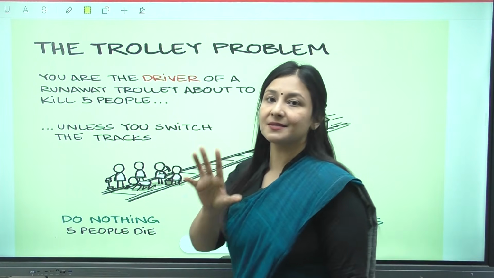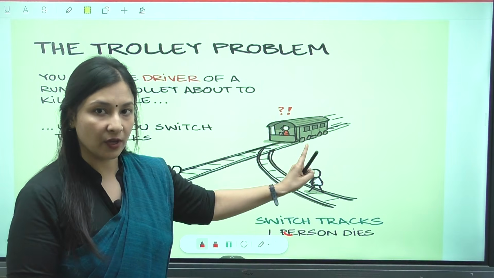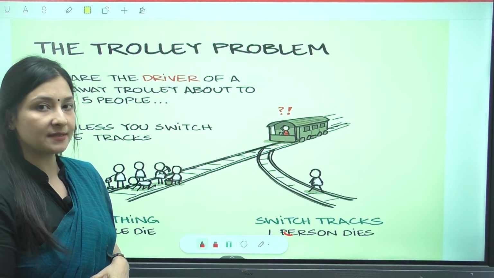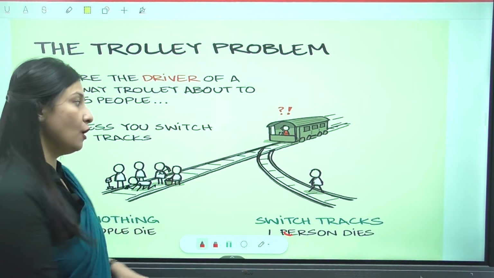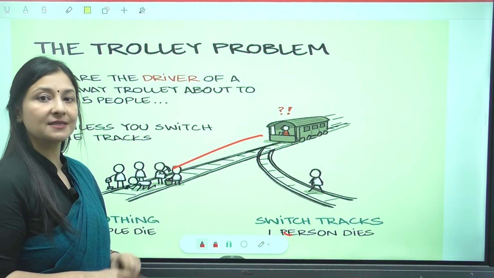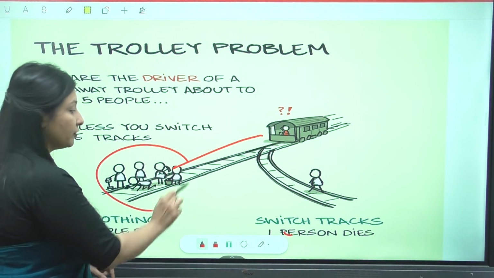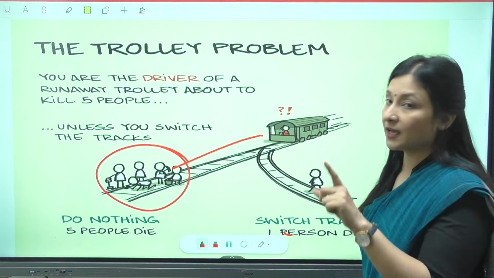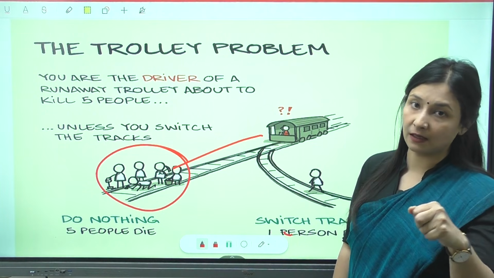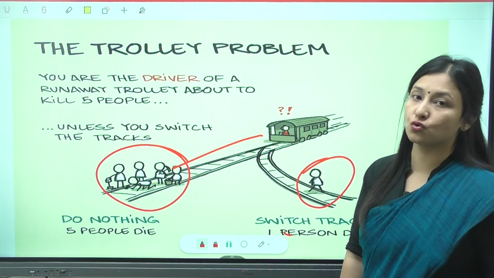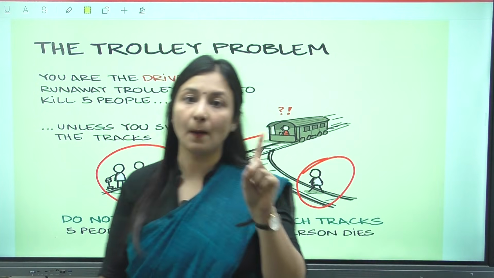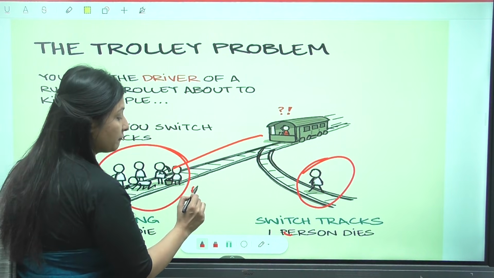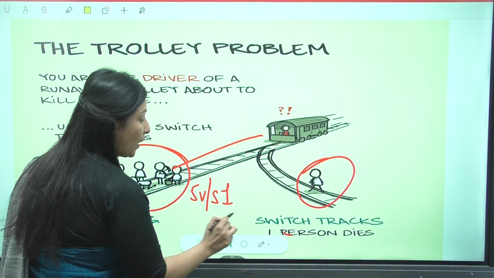Understand that there is a trolley driver whose brakes have failed. Now the course of action is that he can either let the trolley flow in the natural direction. This will lead to the death of the 5 people who are standing on the track. Is it clear? But if this driver steers the wheel, then it will lead to the death of only one person. So the dilemma here is 5 lives versus 1 life.